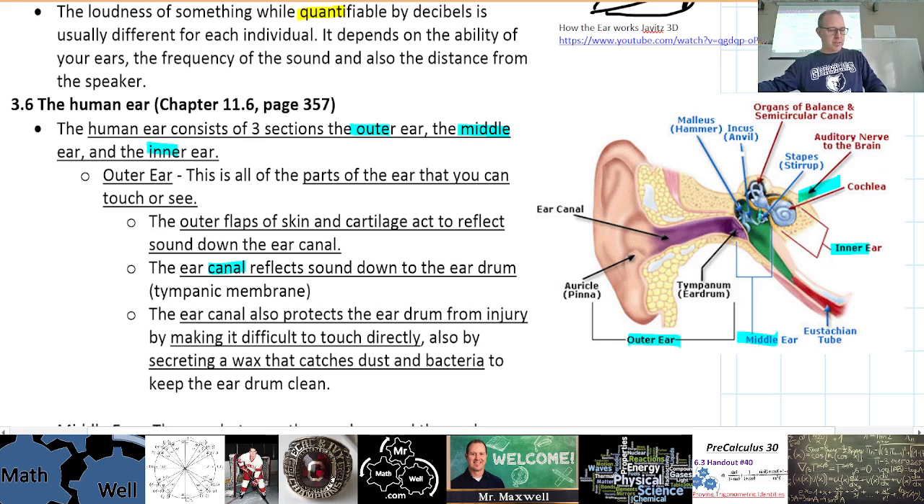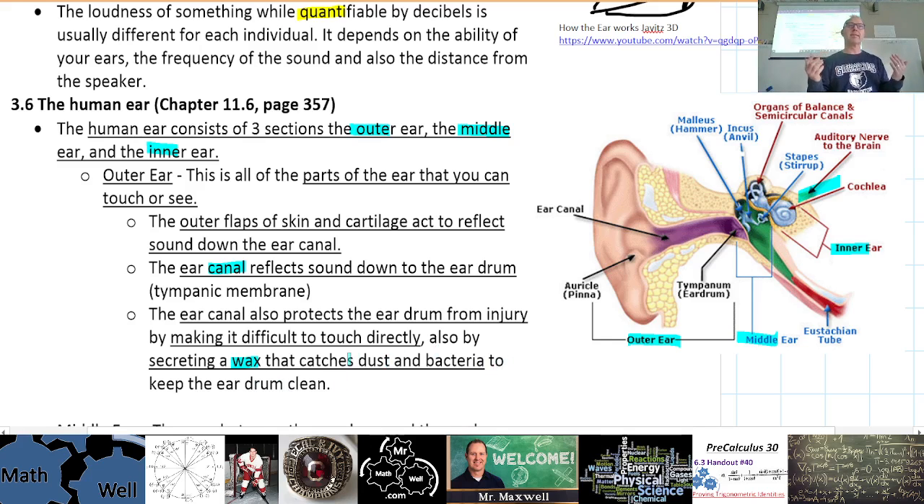Okay, the ear canal protects the ear from injury. Obviously, it's tough to get things down in there to perforate this or mess up your inner ear. The distance here, I'm guessing, is 4 or 5 centimeters or so. So if you accidentally get a finger poked in your ear, it's not going to go into your inner ear, making it difficult to touch directly. Also, this is cool too, by secreting a wax that catches dust and bacteria to keep the eardrum clean.